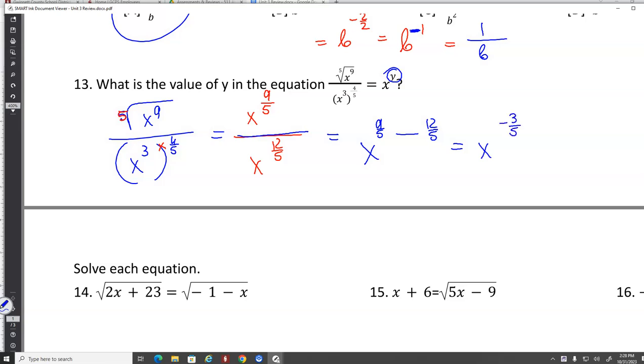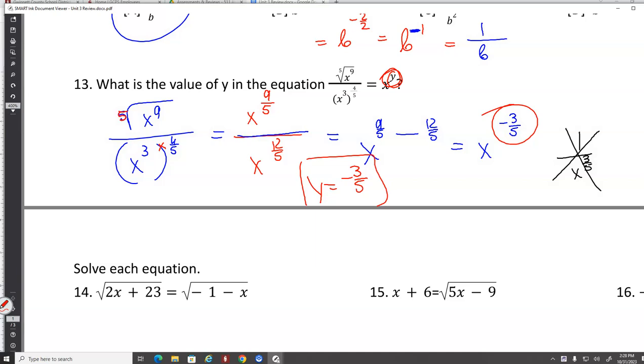Now, should I put it into the form of 1 over x to the 3 over 5? Sure, but that's not what it's asking us. It is asking us what is the exponent, the y value, that x is raised to. So our answer is negative 3 over 5. So no, we do not need to write it underneath the radical or in fraction form. It is asking us what is the exponent we're going to be raising x to, and the answer is negative 3 over 5.